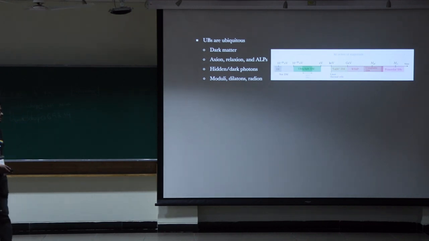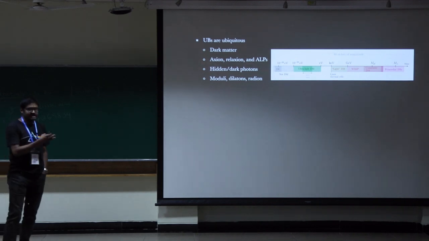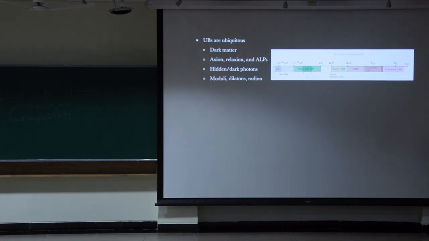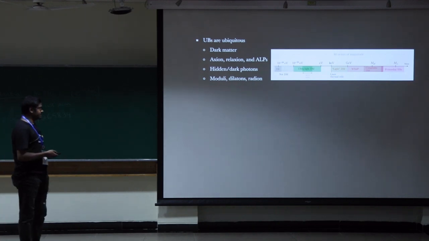So first, coming to the introduction, ultralight bosons are ubiquitous, at least in theory. Whenever you are thinking about ultralight scalars, the first thing that comes to mind is ultralight dark matter, and there are many models where the dark matter can be really light, sub-GeV, even sub-eV. And apart from dark matter, you also have axions, relaxions, axion-like particles, and that kind of thing.